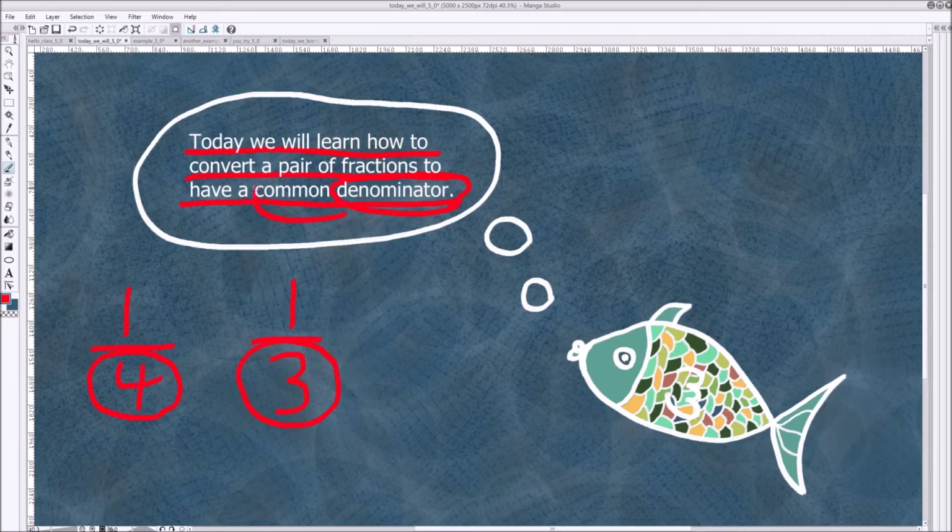So if we're looking for a common denominator, we want the denominator for both of these fractions to be the same. So right now they're different. The denominator for 1/4 is 4, and the denominator for 1/3 is 3, but we want them to be the same number. So we're going to learn how to do that, and I'll show you an example on the next slide.